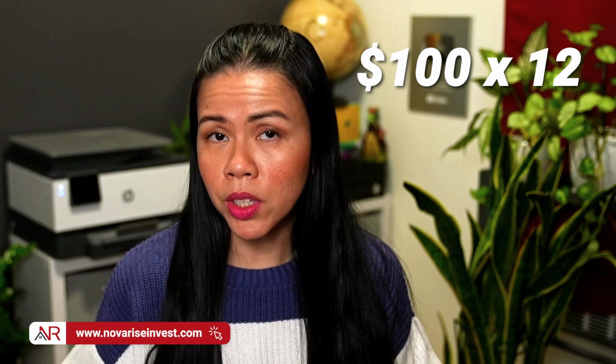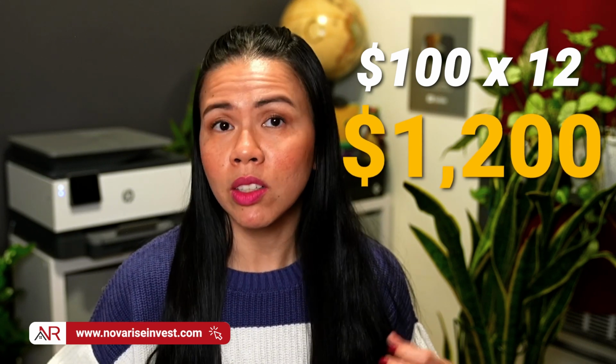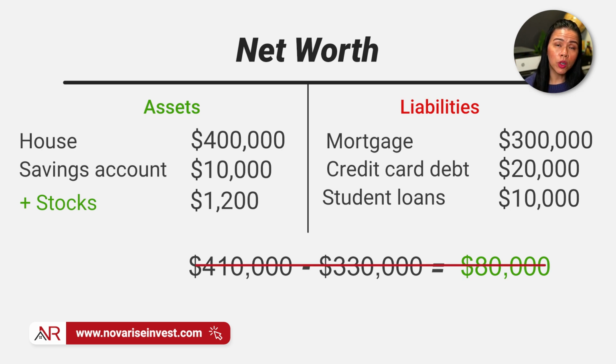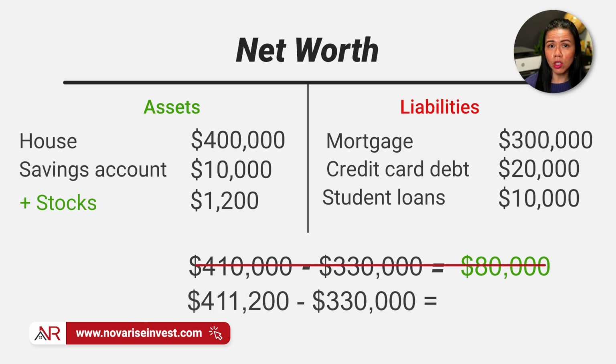Now, how does this change your net worth? Well, let's assume that you did invest $100 on a monthly basis. So you take 100 and multiply that by 12 months out of a year, you're getting a total of $1,200. So when you go back to your net worth table, you will add the equivalent of your stocks, which is $1,200. So when you add up your new assets, now you have a new number of $411,200.